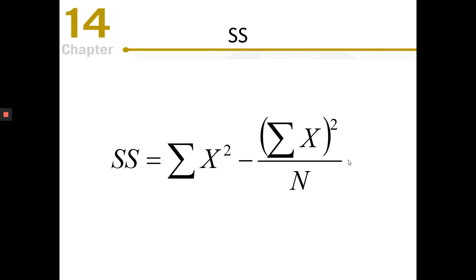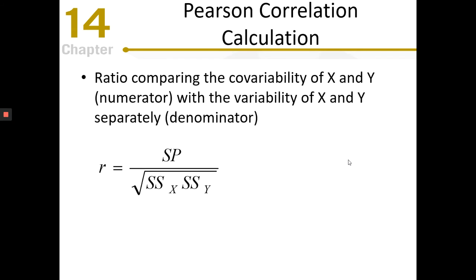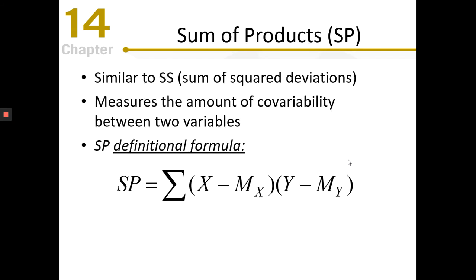But how about SP? Remember, SP is the top part. That is our measure of co-variability of x and y. So how do we figure that out? Here's the definitional formula. But this is not the one we're going to use because this will take longer, but it should look a little bit familiar to you.